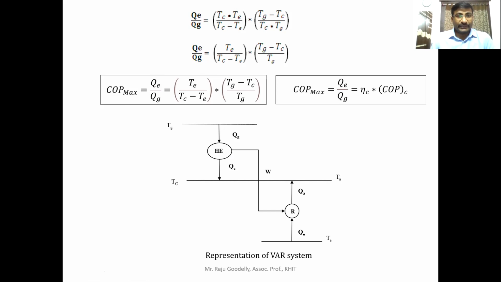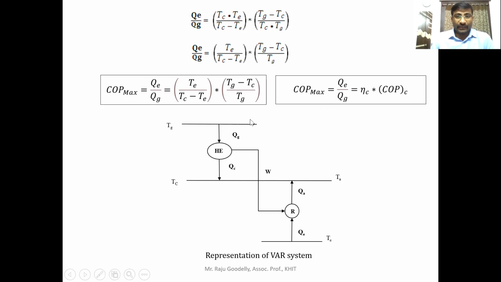So maximum COP, it is called the maximum COP of the VAR system. COP maximum equal to QE by QG, that is equal to the same equation I wrote here. So TE by TC minus TE is the COP of Carnot refrigerator, and TG minus TC by TG is the efficiency of Carnot heat engine. So it is a product of Carnot heat engine efficiency and COP of Carnot refrigerator.